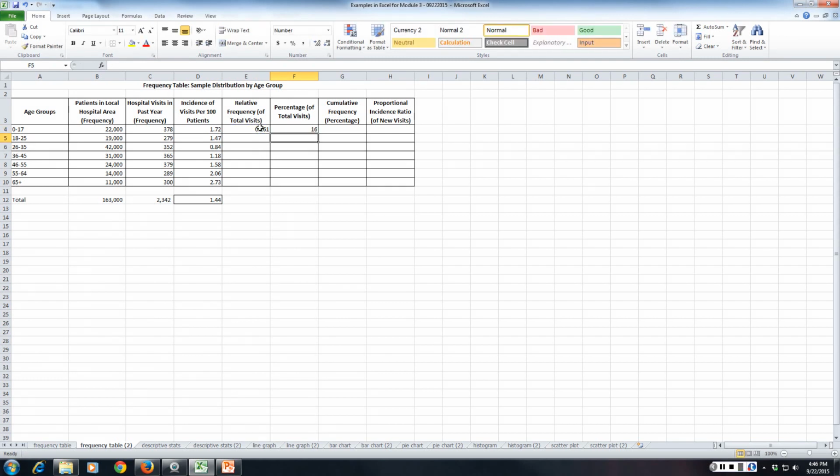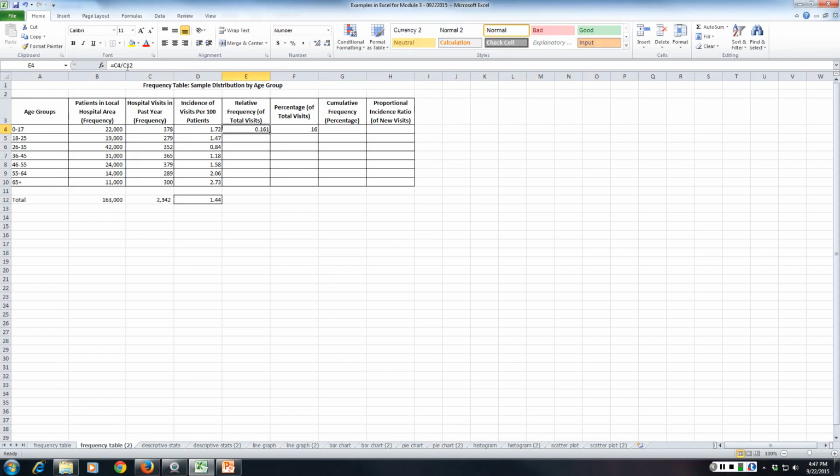It means about 16% of the total hospital visits were for people in the age group of 0 to 16. Now, I want to caution you here: when you copy this formula down, it assumes that each additional row is copied from each additional row. So it would do that correctly for the numerator from column C4, but not for the denominator, because remember, the denominator is always going to be the same.